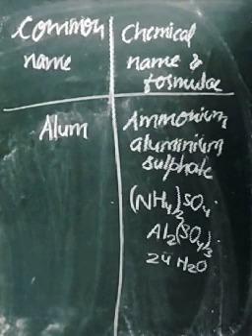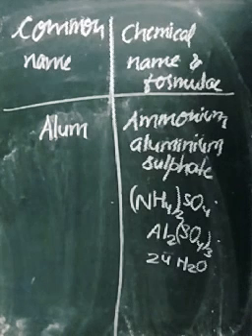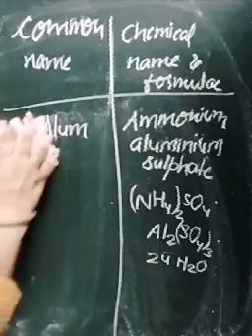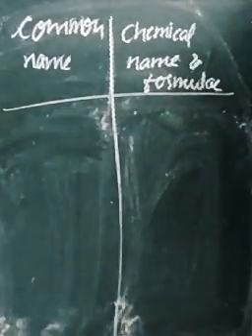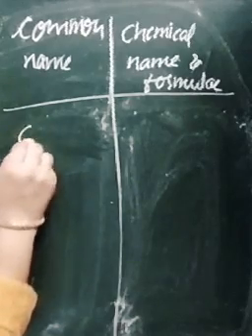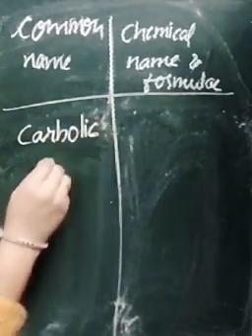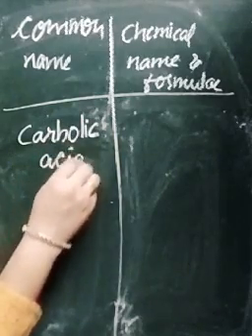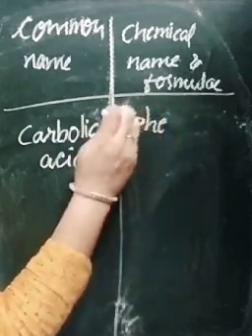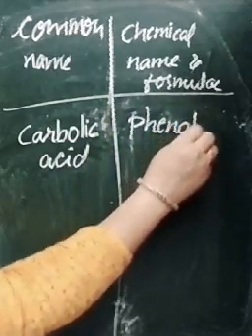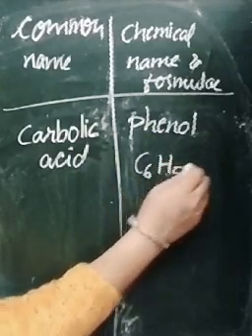Similarly, let's see other examples, like carbolic acid. Common name is carbolic acid, but its chemical name is phenol. Now what is the formula? C6H5OH.